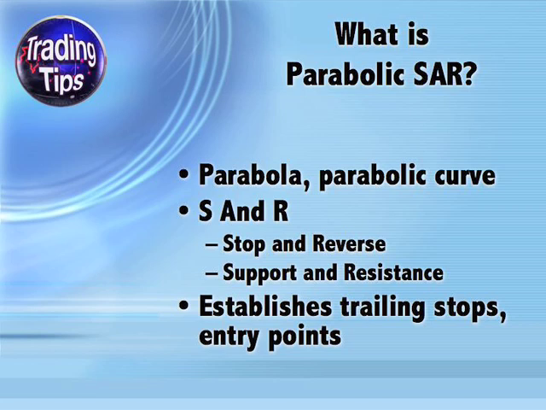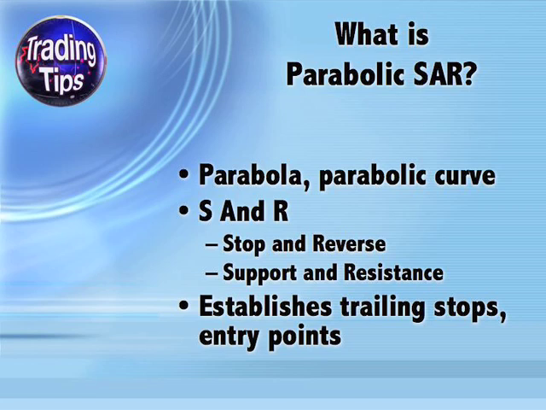Secondly, we have the SAR. This stands for stop and reverse, though many people say support and resistance. The parabolic curve creates a line on the stock chart working much like support and resistance. The parabolic line is only above or below the stock price. When it's below the stock price on a chart, it forms a trailing stop.